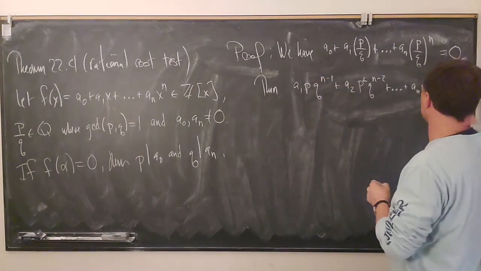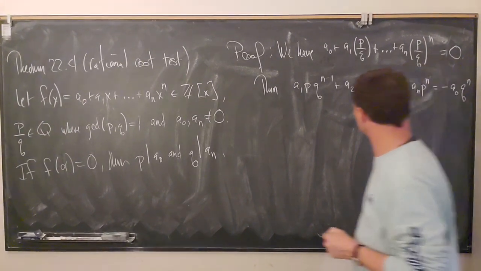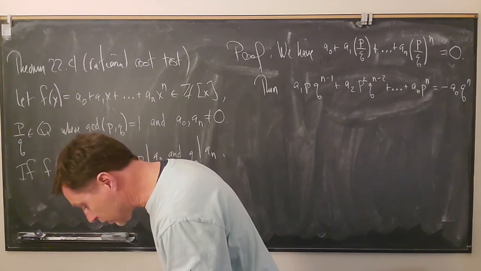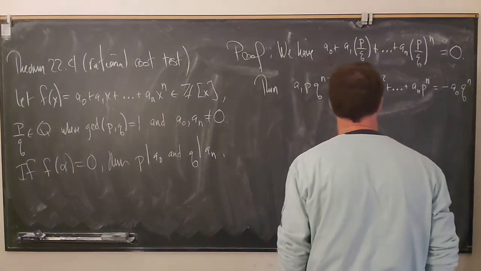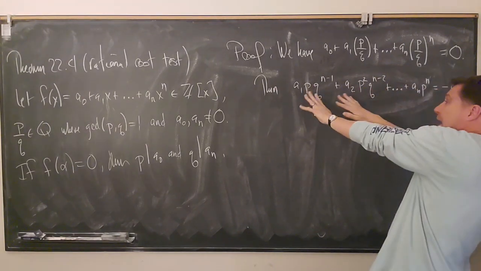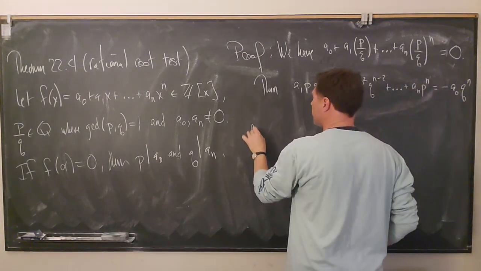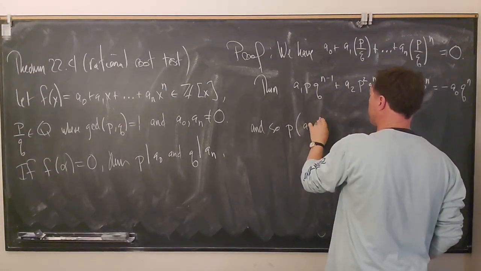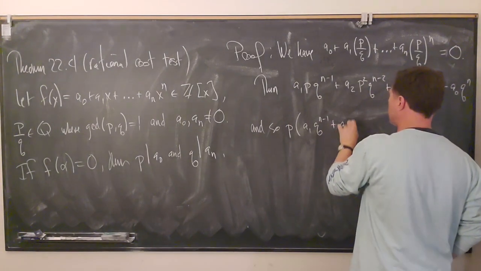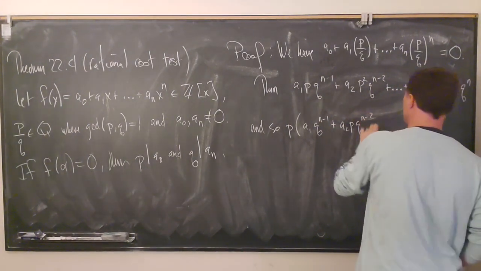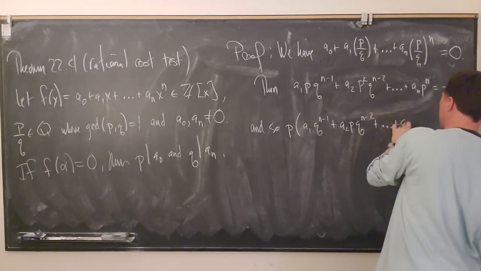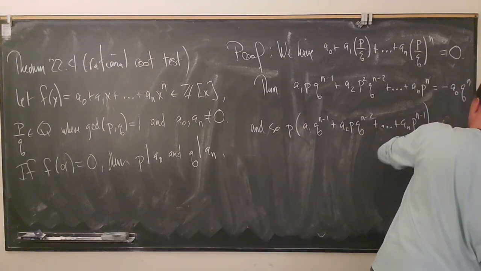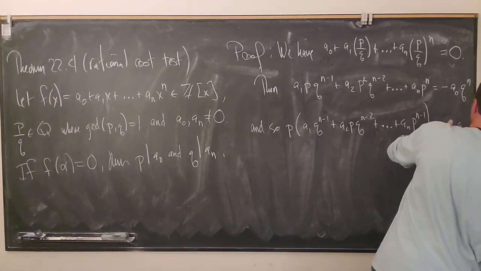And then I'm moving the zero term over to the other side. Let's just make sure I got my arithmetic correct. Yes. And so now what I want to do is pull one factor of p out of the left-hand side. So we can say p times a1 q to the n minus 1 plus a2 p q to the n minus 2 plus dot dot dot plus a n p to the n minus 1 is equal to negative a0 q to the n.